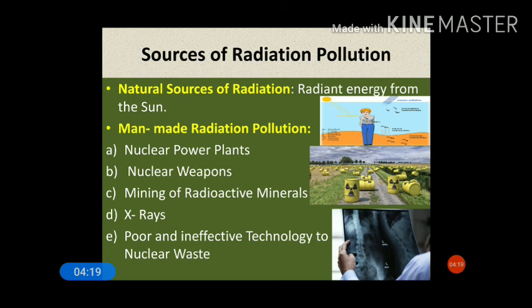Lastly, we have poor and ineffective technology for nuclear waste. The decaying process of radioactive waste takes a very long time. Some radioactive waste substances have a life of more than 10,000 years. So it may take 10,000 years for that radioactive waste to decay. Thus, even after disposing of them properly, a small amount of radiation is always there to affect man in the long run. So these were some of the sources of radiation pollution.